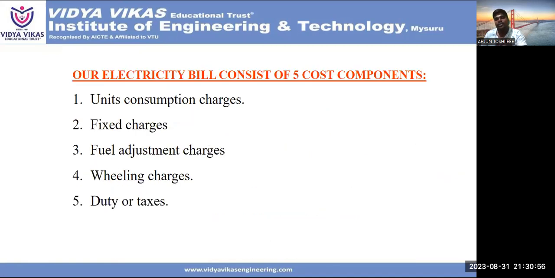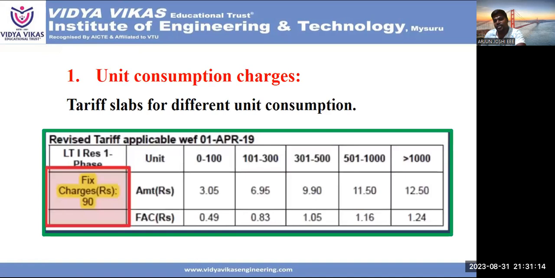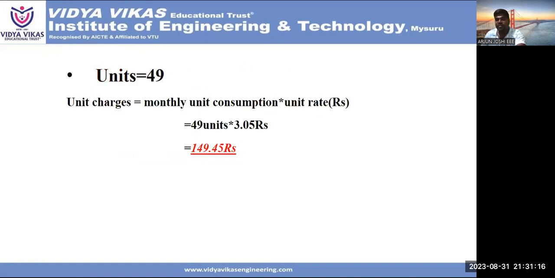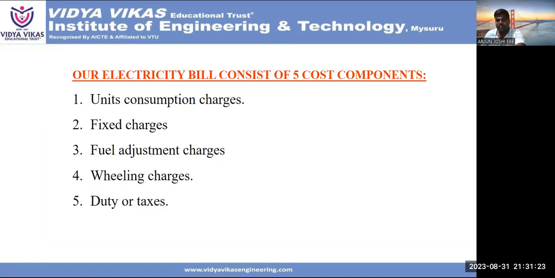Now, what are those 5 cost components included in the electricity bill? Let's understand. The first one is unit consumption charges, then fixed charges, fuel adjustment charges, wheeling charges, and duty or taxes. First, unit consumption charges. This unit consumption charge is very simple. Unit charges is equal to monthly units. What exactly do we get in this table?